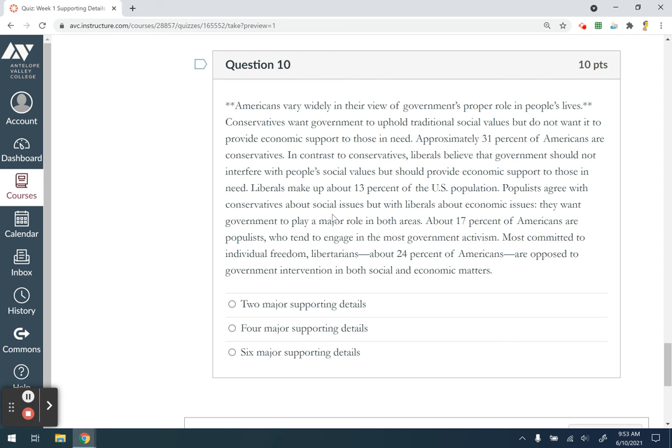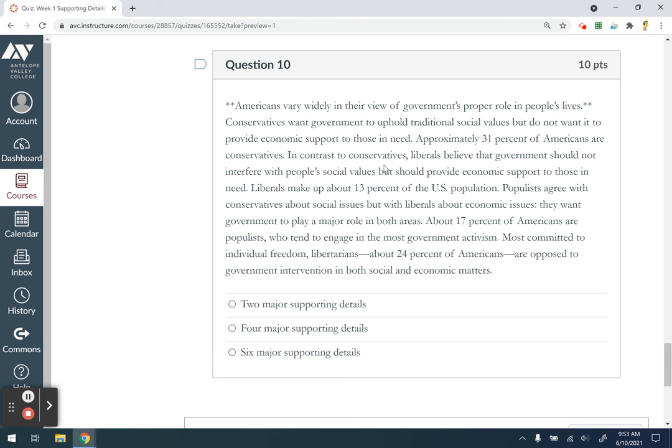Populists agree with conservatives about social issues, but with liberals about economic issues. They want government to play a major role in both areas. About 17% of Americans are populists who tend to engage in the most government activism. Most committed to individual freedom, libertarians, about 24% of Americans, are opposed to government intervention in both social and economic matters.